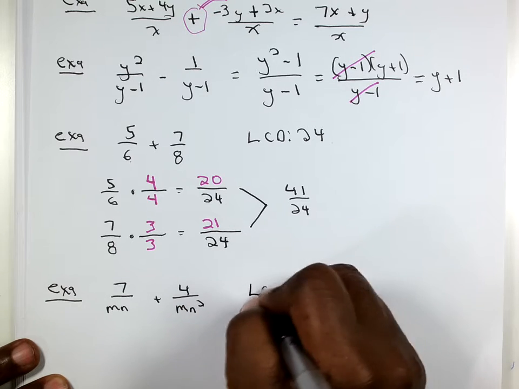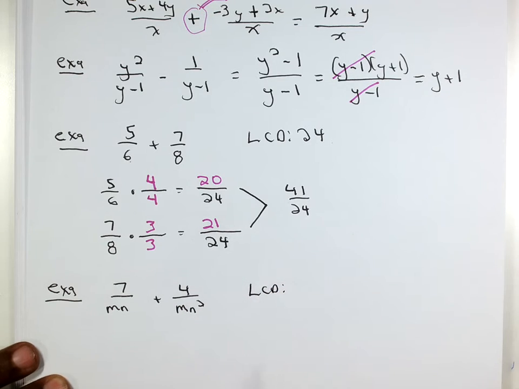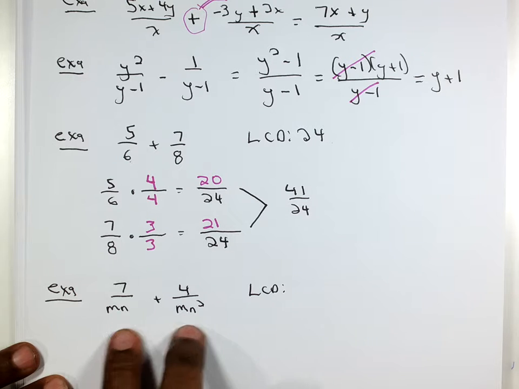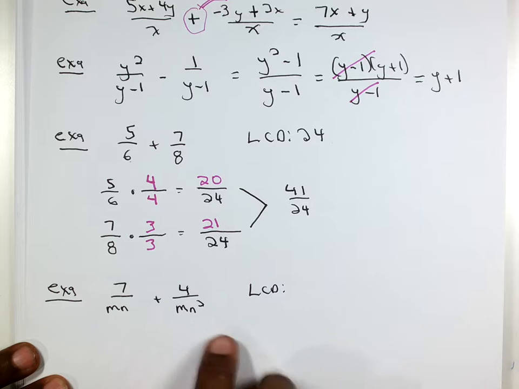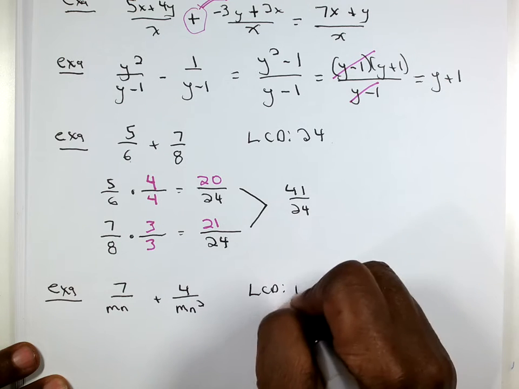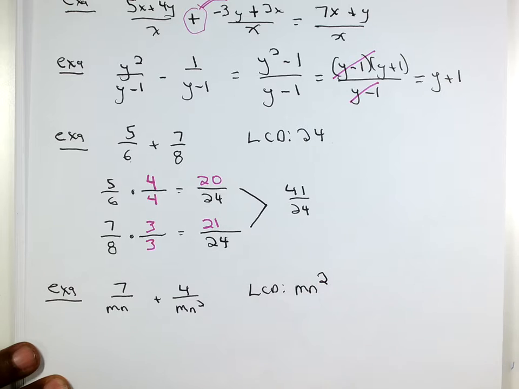So I have 7 over mn plus 4 over mn squared. So what do they have in common? They both have an m, and they both have at least one n. But this one has another power of n that we haven't accounted for. So my LCD would have to be m times n squared.